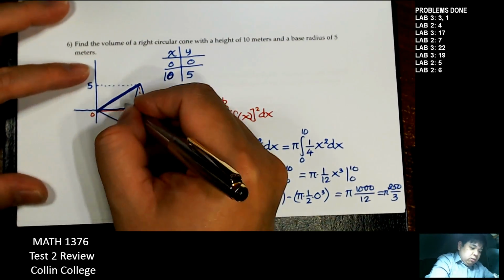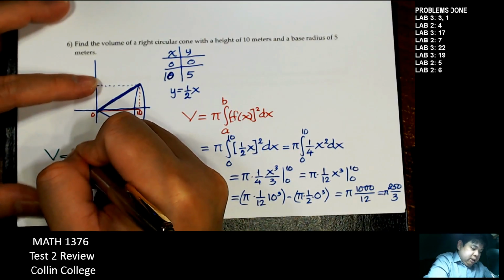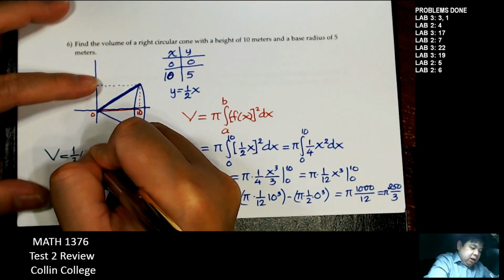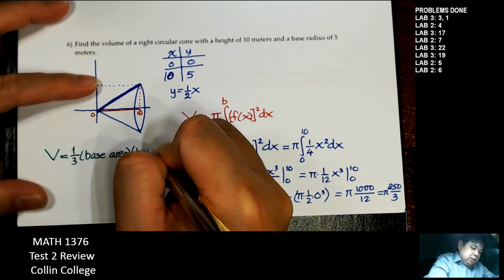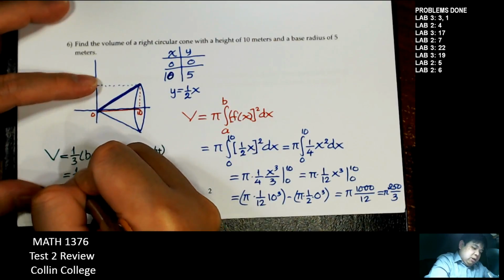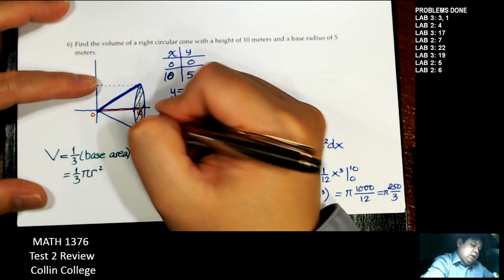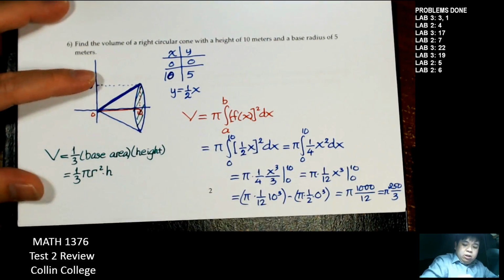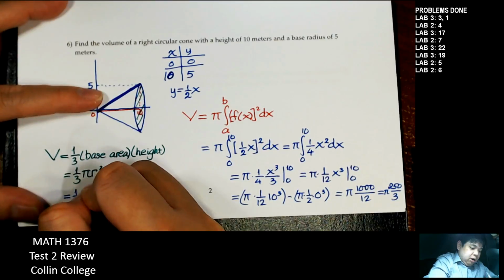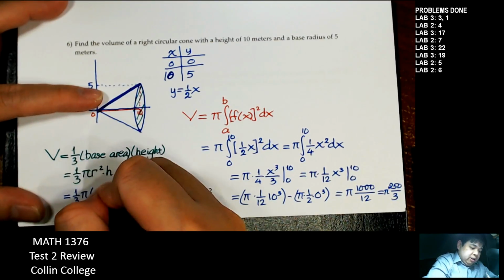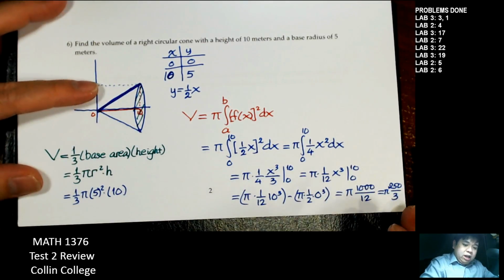And also just to note, the volume of a cone in general is 1/3 base area times the height. So 1/3 pi r squared, the base area, which is a circle here, times the height. We use the numbers we have in this problem. 1/3 pi, the radius is 5 squared, and then h, the height, 10, and we should get the same thing.